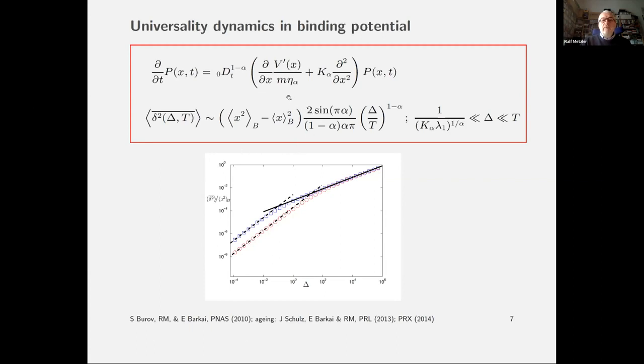First of all, it's universal. The result only depends on the first two moments of the Boltzmann distribution of the corresponding potential. And then at very short times, you have in this weakly non-ergodic system a linear slope of the time average mean square displacement. But at intermediate times, once the motion engages with the confinement of the potential, you see that we have a lag time dependence to the 1 minus alpha, whereas the ensemble average would actually show saturation.